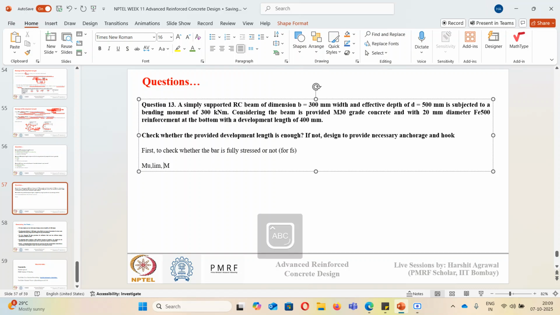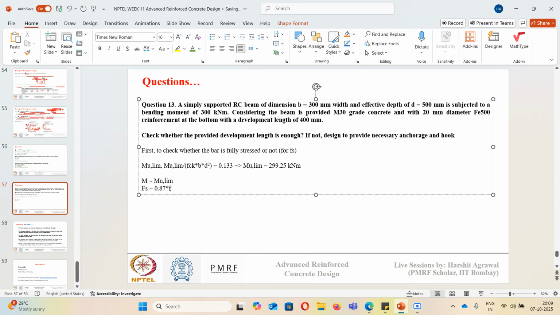We know Mu limiting divided by fck b d square, for 500 grade steel, is equal to 0.133. From this, if you calculate Mu limiting, it will come out to be equal to 299.25 kilonewton meter. And what is the moment that is actually acting on the beam? It is 300 kilonewton meter. So the moment acting is very close to Mu limiting. If this is true, then Fs is equal to 0.87 times Fy, so we can assume that steel is fully stressed.